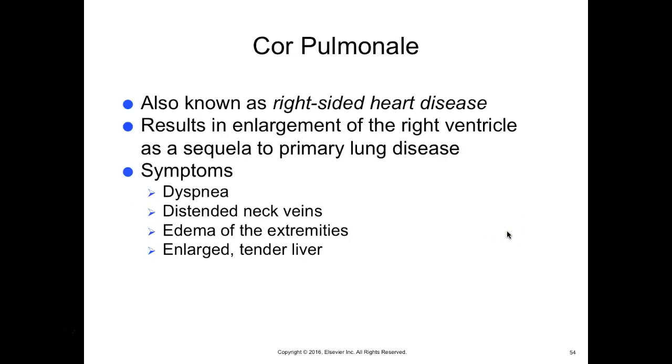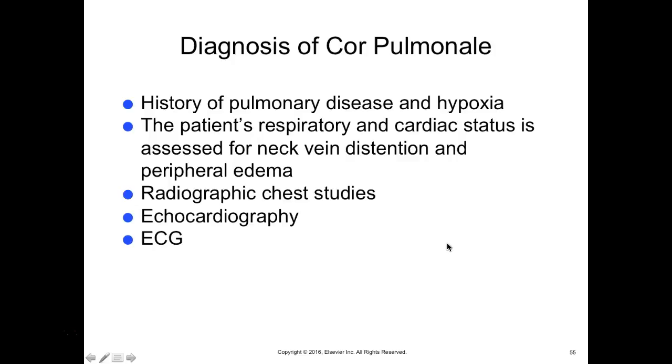Cor pulmonale is known as right-sided heart failure, so enlargement of the right ventricle, and then the symptoms, like I mentioned before, it backs up into the body. There will be shortness of breath, distended neck veins, edema in the extremities, and an enlarged liver, also abdominal edema. So the diagnosis, again: history, physical, history of pulmonary disease. Keep in mind, if there's problems with the lungs, the patient generally develops problems with the heart. If there's problems with the heart, the patient may develop problems with the lungs.